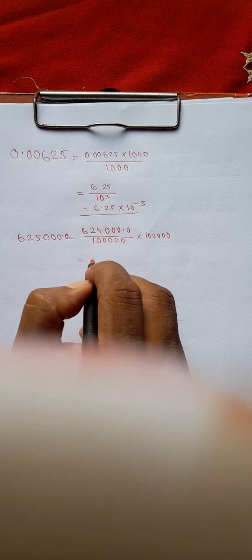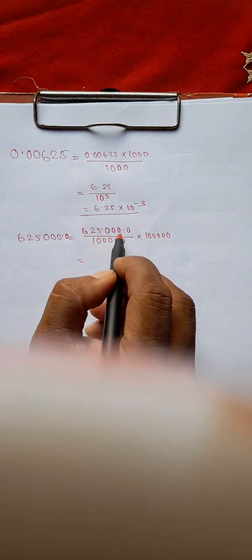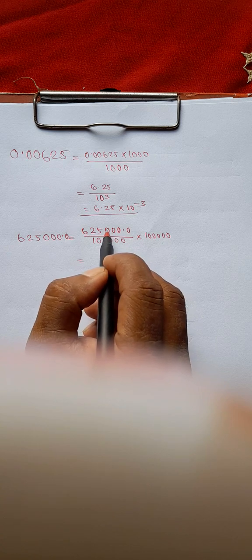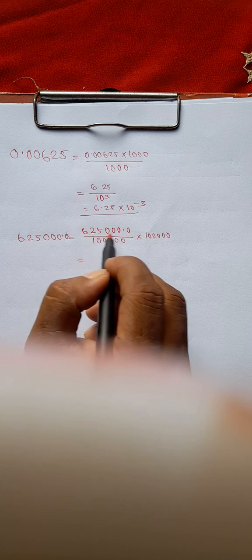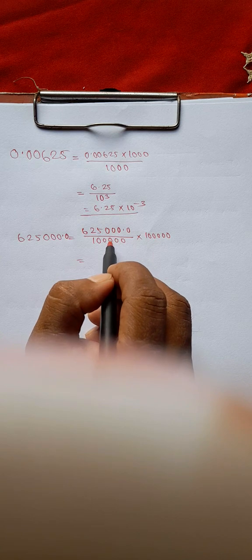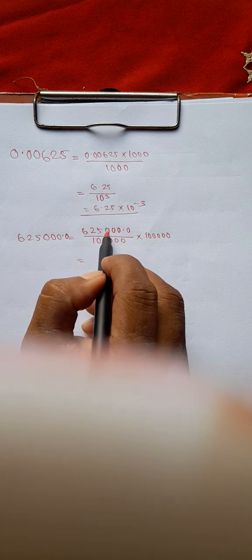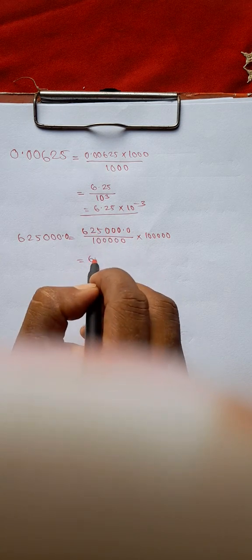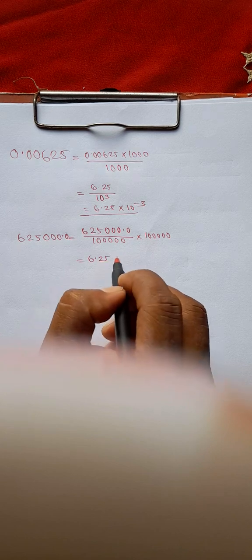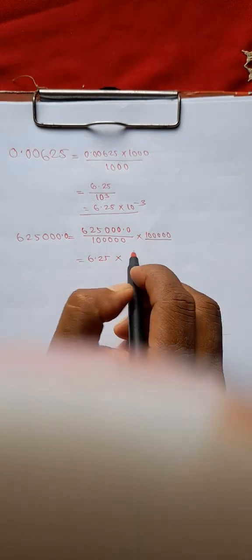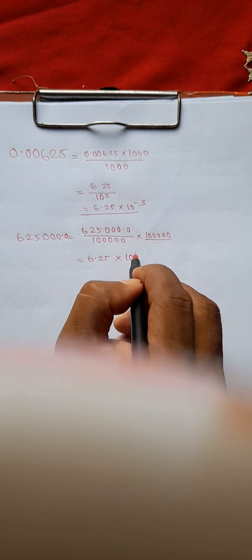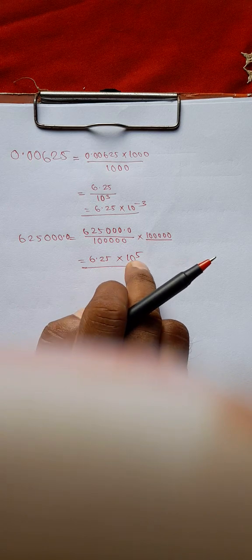Now, you see, when we divide this number by 1 lakh, then the decimal will be shifted to the left side by how many places? 1, 2, 3, 4, 5. That means this will become 6.25 multiplied by 1 lakh, which equals 10 to the power 5. So we got the standard form of this number, 6.25 multiplied by 10 to the power 5.